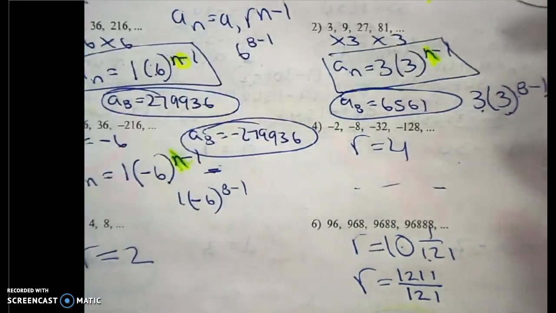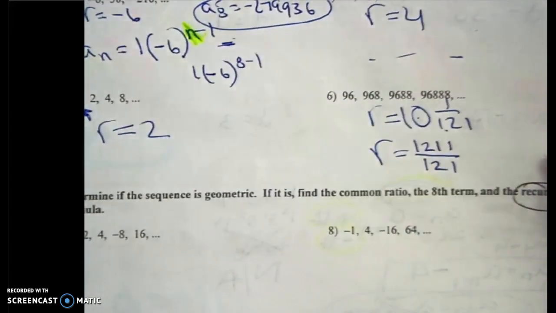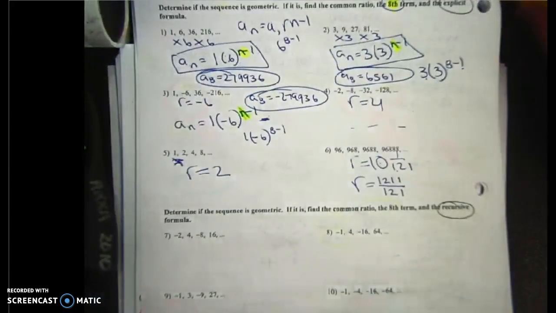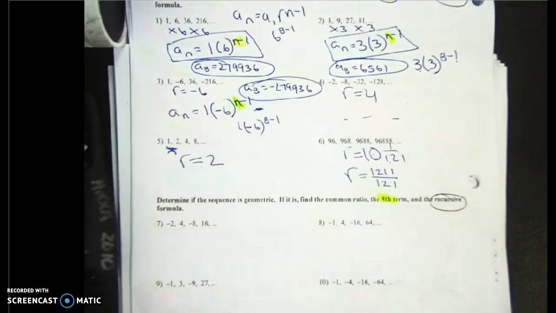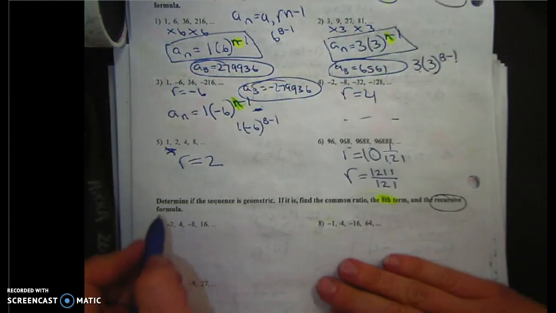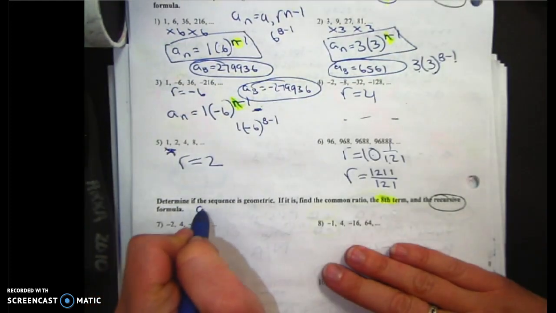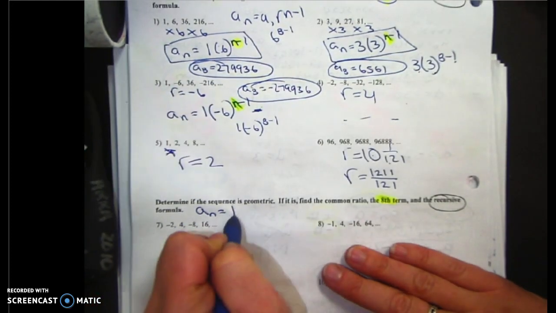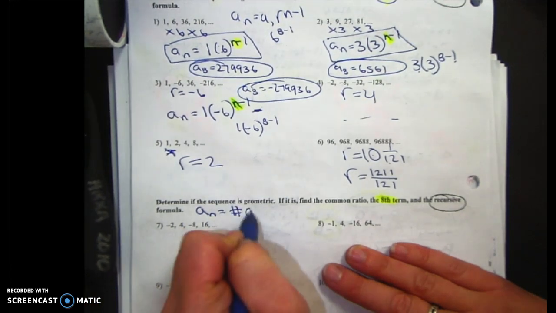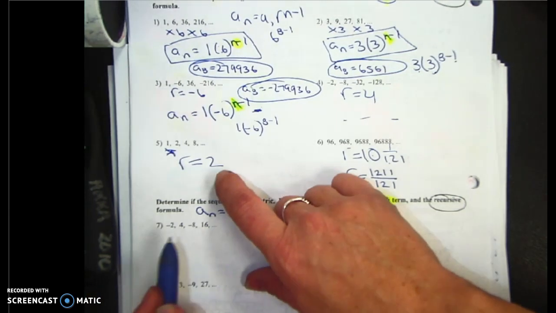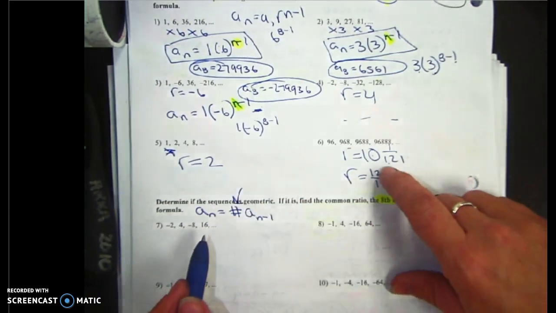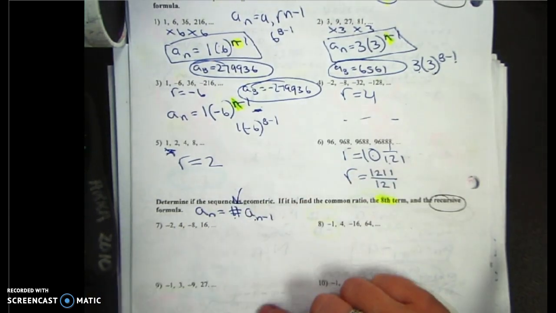Okay, you get the idea of explicit. That's what I needed you to get. Now I have to do recursive. Remember what recursive means. I can't find the 8th term until I get the 7th term. Here, I can find whatever you want. So this time when I'm doing the recursive, it's a sub n equals a number times a sub n minus 1. Whether the ratio is a whole number or whether the ratio is a fraction, it's that number multiplied.